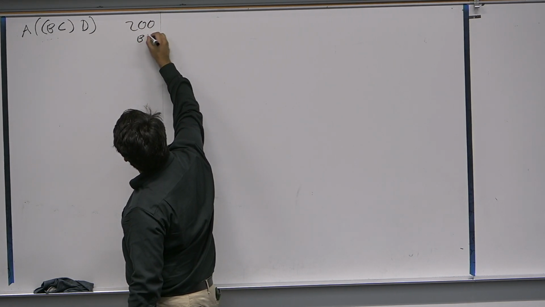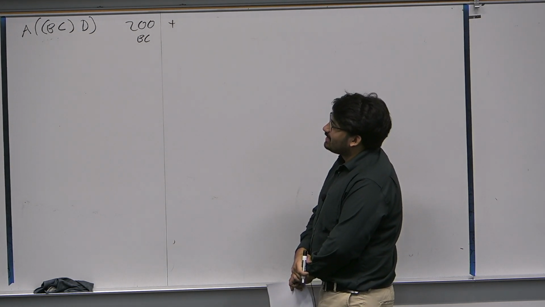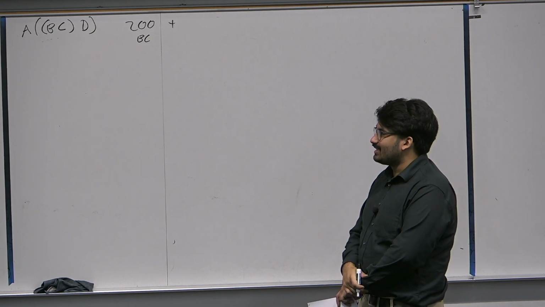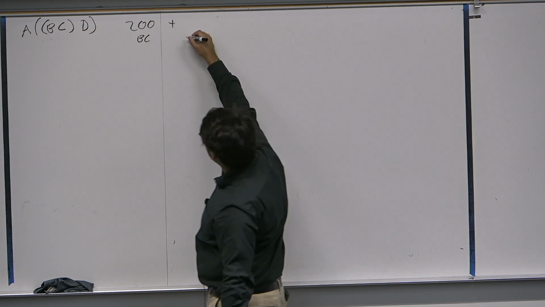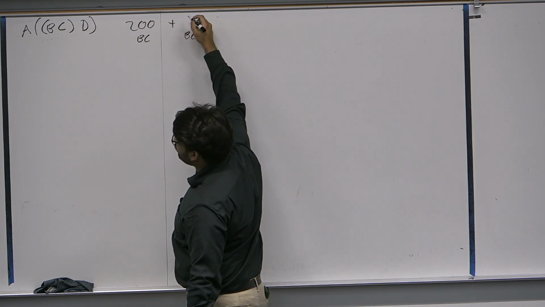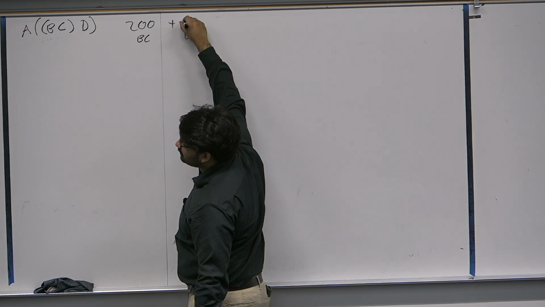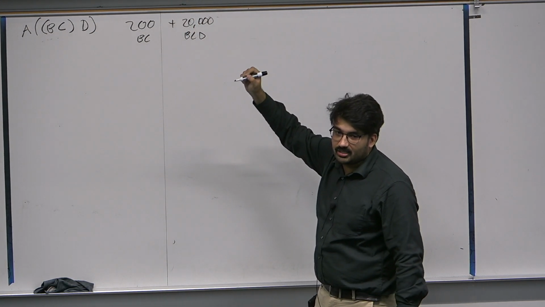And this is BC, right? Plus, we want to compute BC times D. Now, BC has dimension 20 by 10. D has dimension 10 by 100. So what is the cost of BCD? 20,000. Okay, it takes about 20,000 operations to go from BC to BCD.